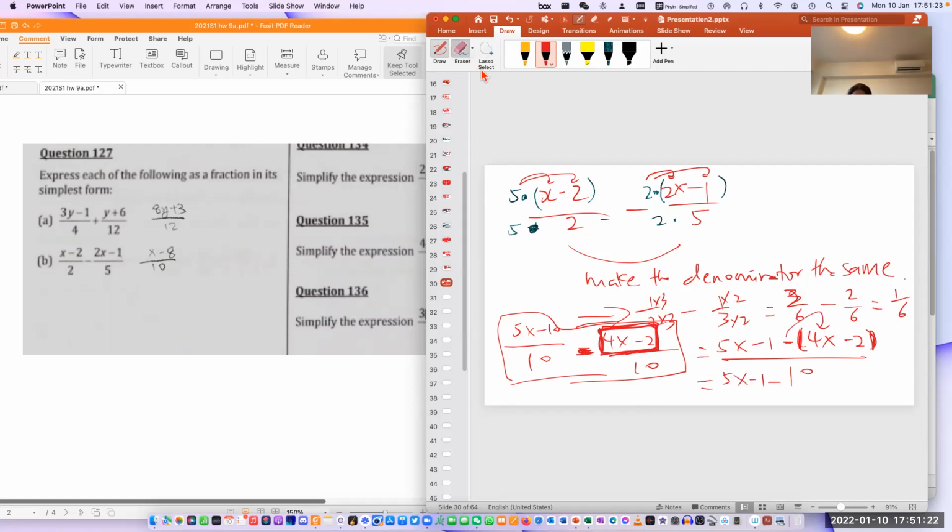Okay, let me just write this smaller. This is 10. So the first arrow, I will get minus 4x. The second arrow, I will get minus 2. So minus 2, I get plus 2. So I get 10. Okay, 5x minus 4x, I get x. So it means this. I do the x first, I get x. Minus 1 plus 2, I get plus 1. You can use a calculator. So this is the answer.